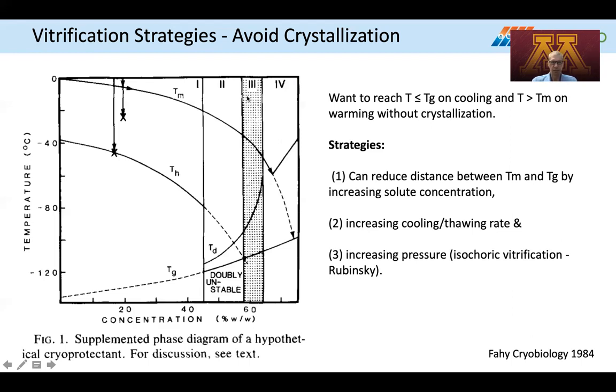And so Greg basically argued that you should try to be in the third zone here, so you can reduce the distance between the melt and the glass. You should try to get there, cool and thaw as fast as you can. There are also some other concepts around increasing pressure, which we'll talk about a little bit later. That's isochoric vitrification, an idea that Boris Rubinsky has been championing, but that Greg also talks about in his article.